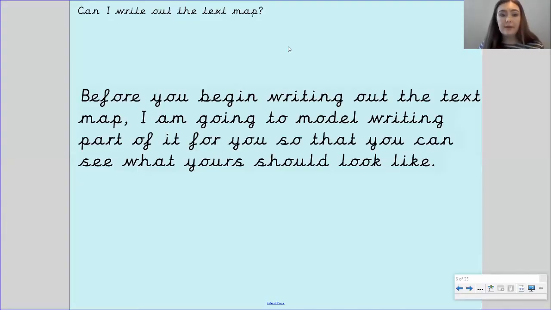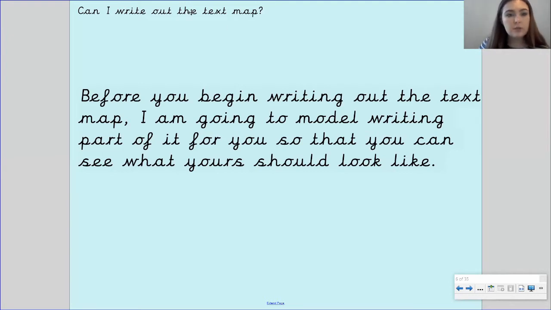Before you begin writing out the text map, I'm going to model part of it for you so that you can see exactly what yours should look like. Now, you are going to need a pencil, a ruler, and a purple polishing pen for this task. If you don't have a purple pen, that is absolutely fine. Just use a pencil or a pen of a different colour, as you'll need this to help correct any mistakes that you may have made.